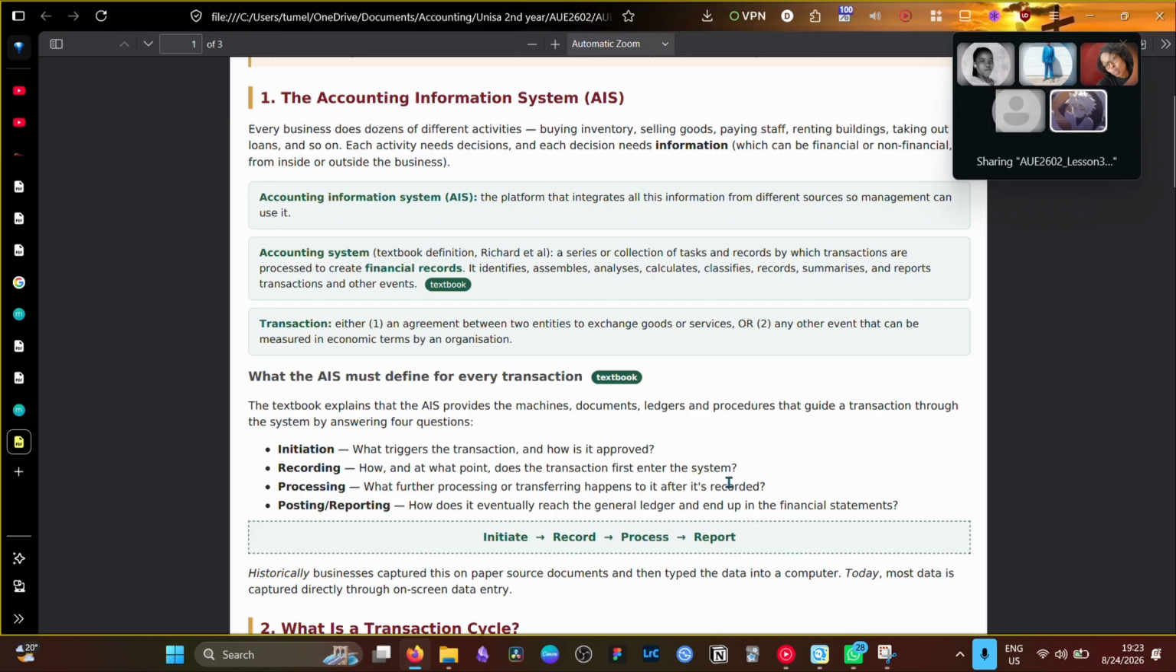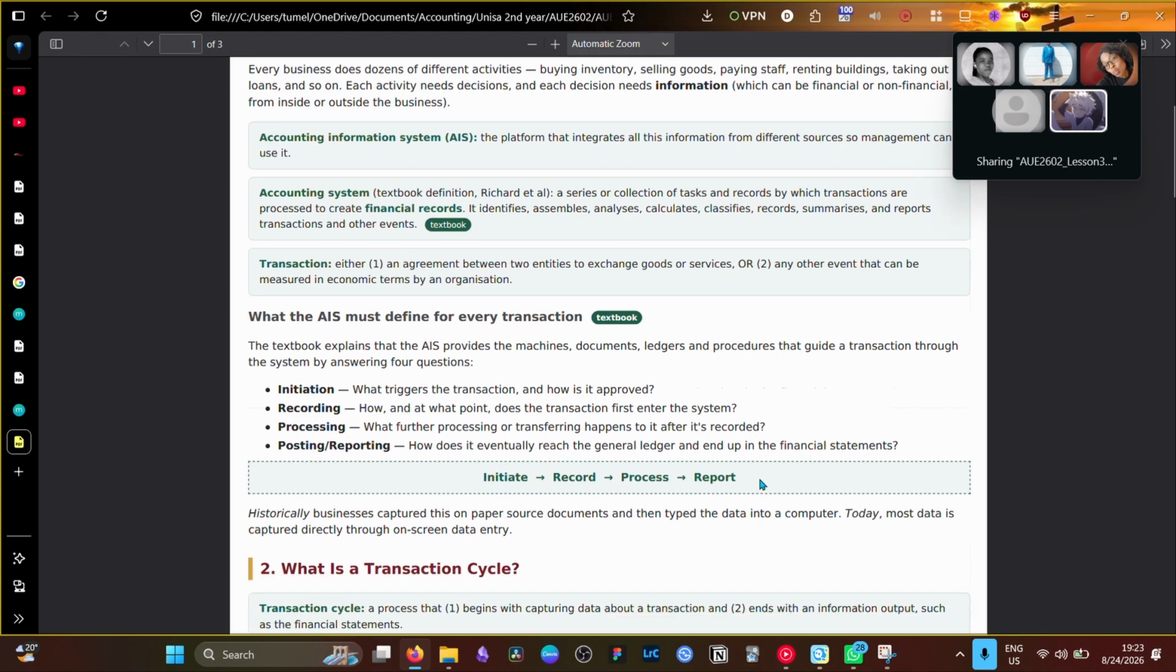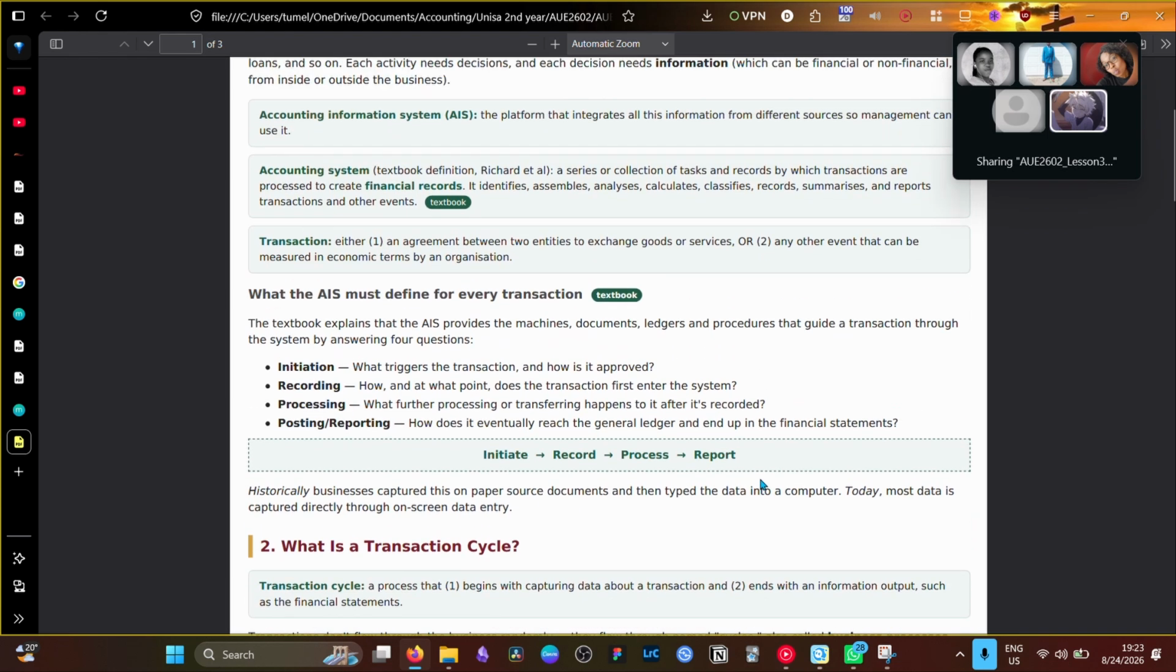So this is a process, from initiation to recording, to processing, and then to reporting. That's what the accounting information system must be able to define in every transaction. You must be able to see what triggered this transaction, and how and at what point it was recorded, then the processing, then the reporting.